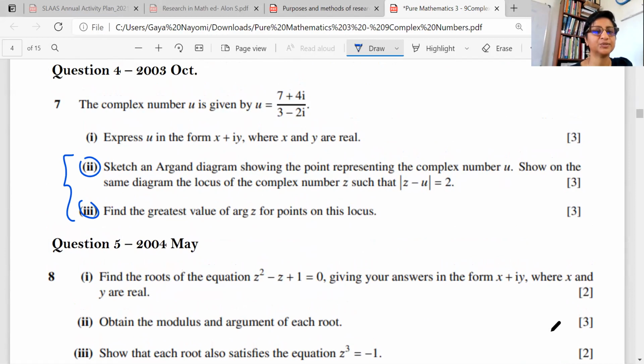Okay, you have to do part 1 as well, because you have to find u. You need u. I don't like when they use the letter u for this, because when I say u, I also say you, Y-O-U. Confusing. Okay. First you have to do this whole question. Question number 4, November 2003. Part 1 is 7 plus 4, division. You have to just work it out and write u in the form x plus iy.